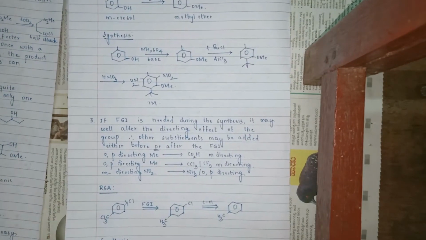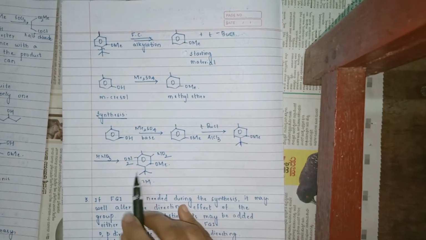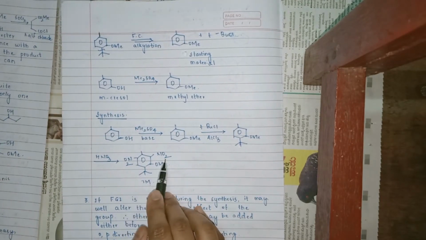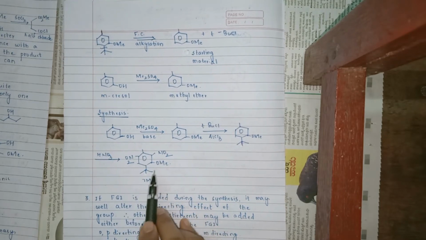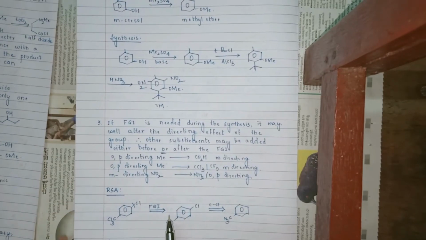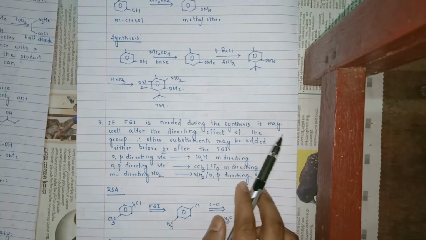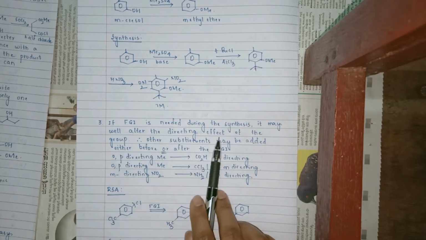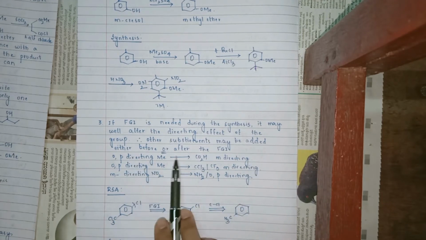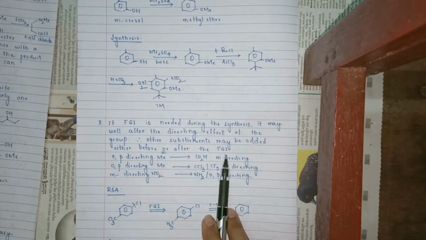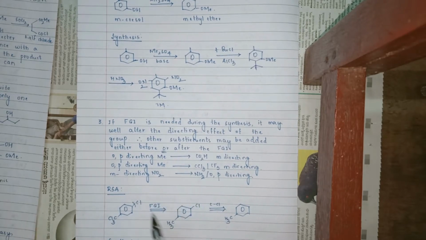Now in the last target molecule, we can see that we introduced the nitro groups at the end, because these are strongly deactivating and hence were introduced at the end. The next guideline is, if functional group interconversion is needed during the synthesis, it may well alter the directing effect of the group. Therefore, other substituents may be added either before or after the functional group interconversion. So obviously sometimes we require functional group interconversion.